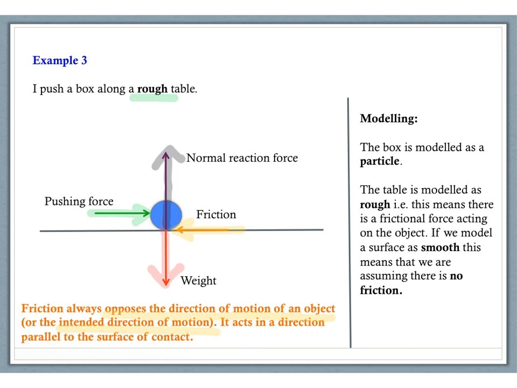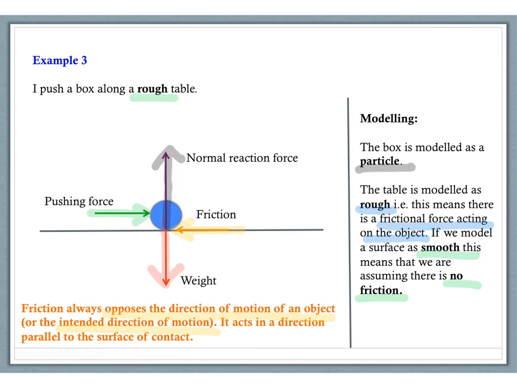Again, we're modelling the box as a particle. Now the table is modelled as being rough. This means that there is a frictional force acting on the object. Sometimes we model a surface as being smooth, and this means that we assume that the friction is so small that we can leave it out of our calculations, or we assume that there is no friction.